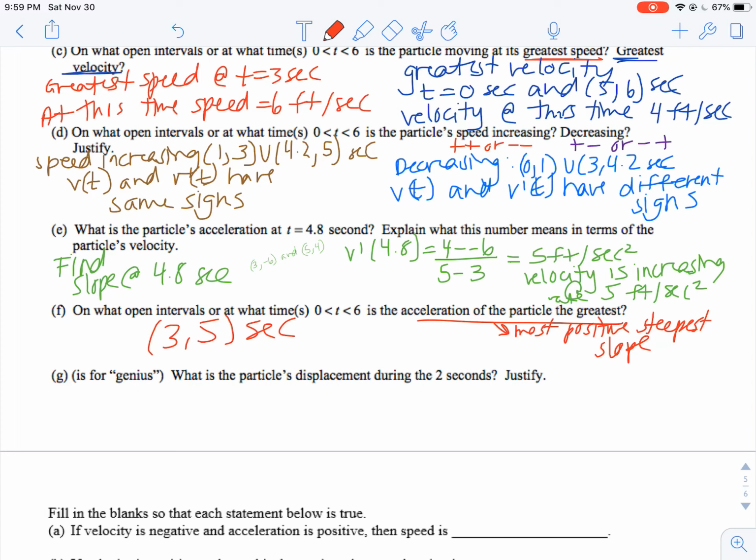This next one, what's the particle's displacement during 2 seconds and justify? The displacement is 0 feet, but we're going to do this more when we talk about integrals later in the year. So don't worry about this question. We'll do this later in the year.